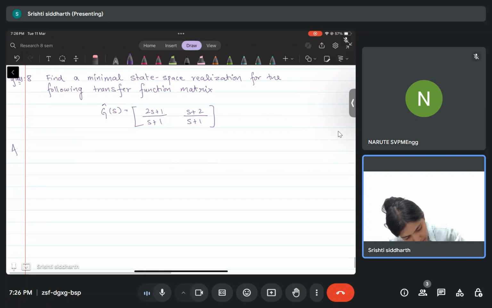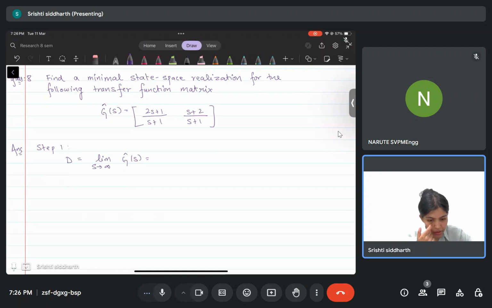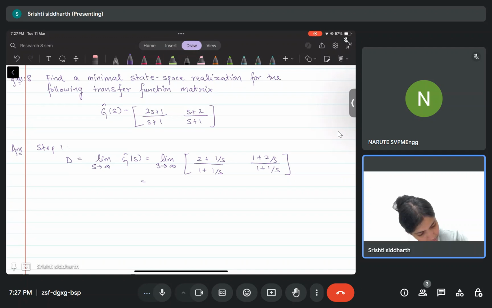Alright, so let's see. We have to compute first D, which is the limit as S extends to infinity of G hat of S. So this is nothing but, let's write this down. 2 plus 1 over S, 1 plus 1 over S, and then we'll have 1 plus 2 over S, and taking this column again, we have this. And this is simply 2, 1.